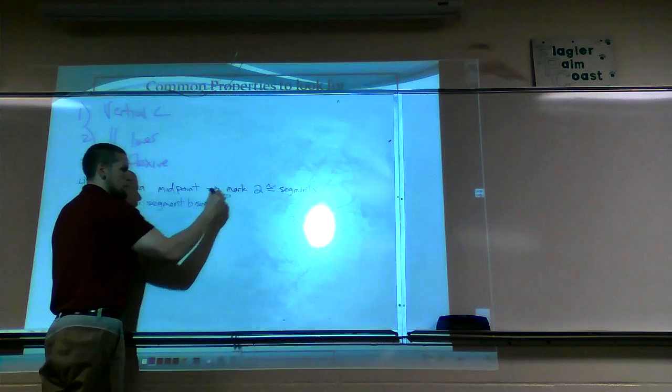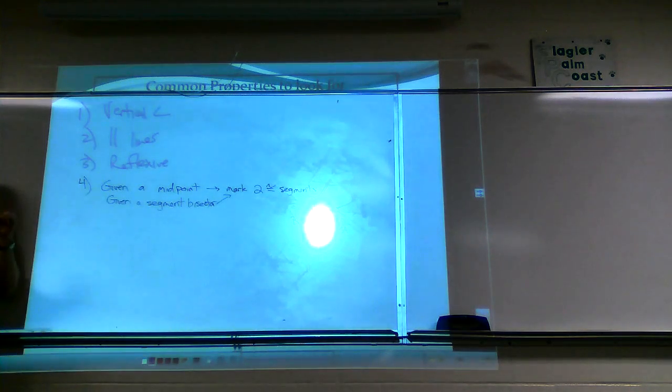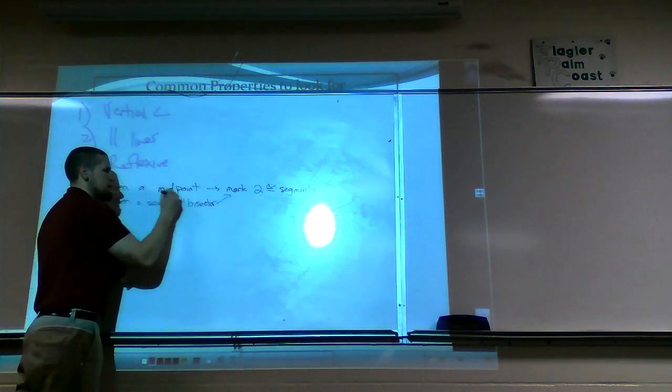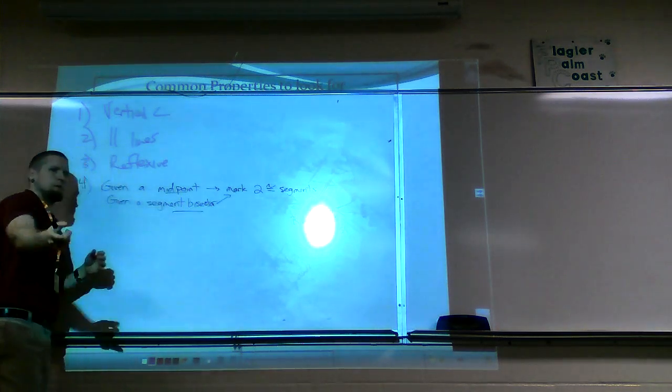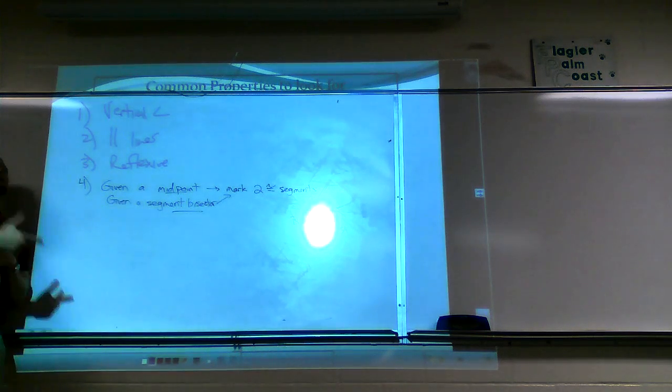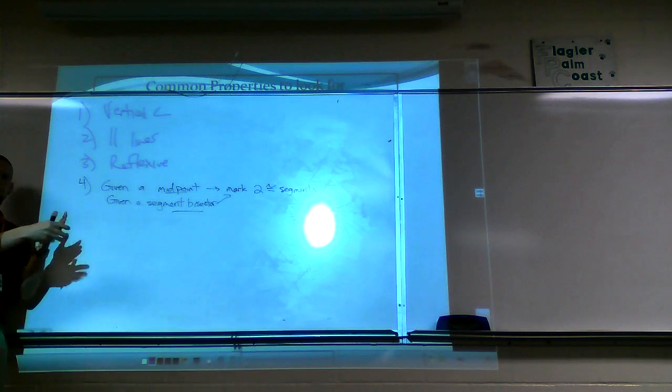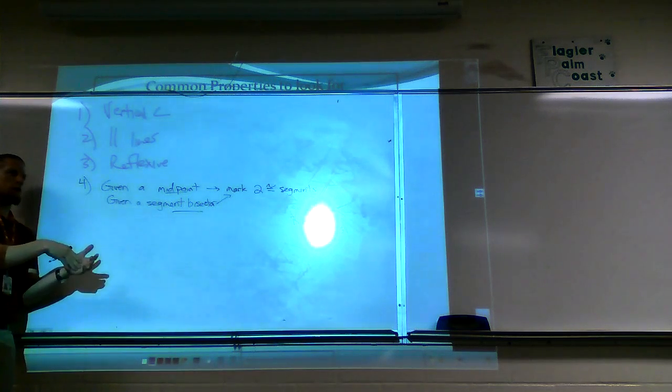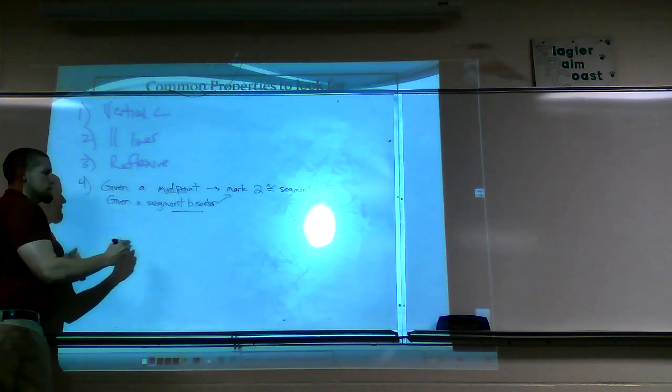Now, the reasoning behind this: if you see that you've got two segments congruent, your reasoning is going to be whatever word they give you. If they give you midpoint, you say definition of midpoint. If they give you a segment bisector, you just say definition of segment bisector. That's the thing that told you to mark it congruent.